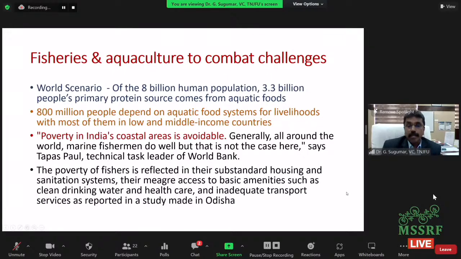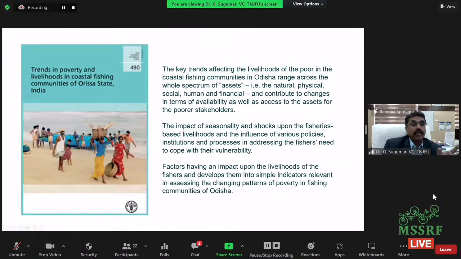It was not a recent study, but this is a study that came out in 2014: Trends in poverty and livelihood in coastal fishing communities of Odisha state. They analyzed things very realistically with indicators, and they revealed that there are a lot of factors that affect their livelihood. But more importantly, the factor that affects them more is that they are more migratory in nature. Maybe seasonally they migrate, and this is one reason why it is a huge problem in Odisha, unlike places in Tamil Nadu, where it is slightly better.